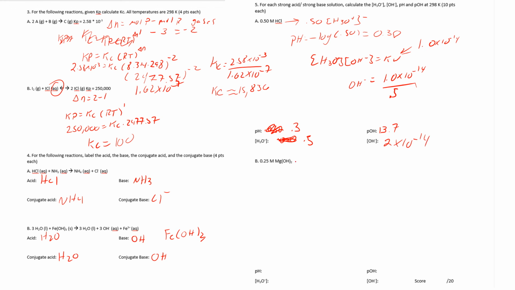Alright, so for B, there's two things. One, you are making 2 hydroxyl. Mg(OH)2 makes 2 OHs. Secondly, you are dealing with OH, not H+. So the concentration of OH minus is 0.50 because it doubles. And it's actually the same math as above, but it's for pOH, not pH. So the answers are reversed there.